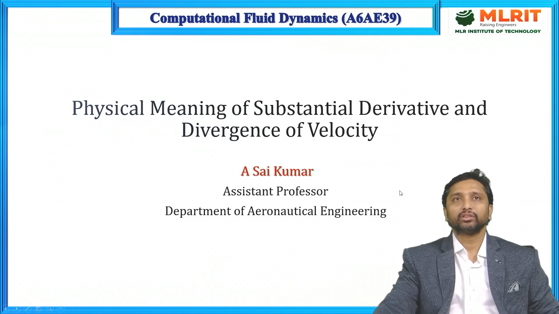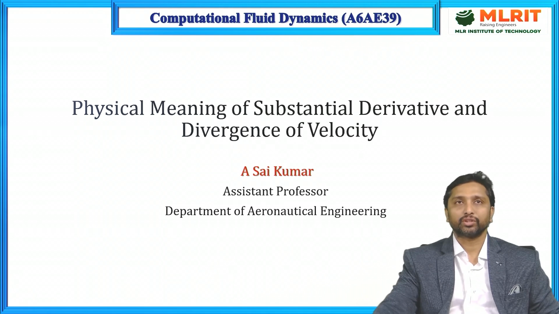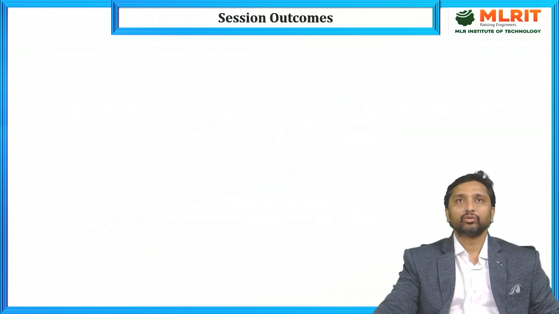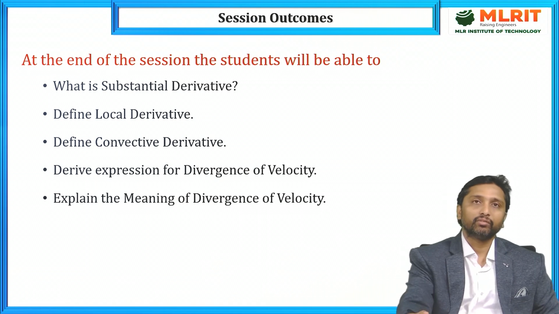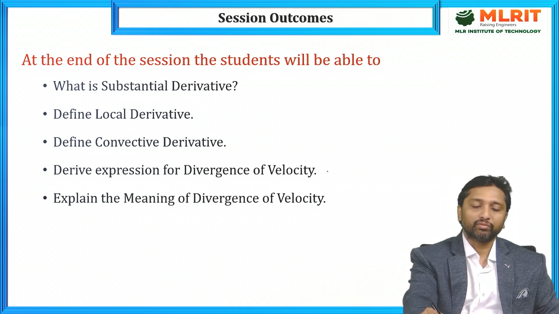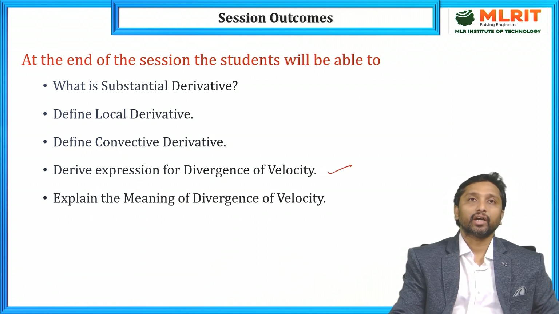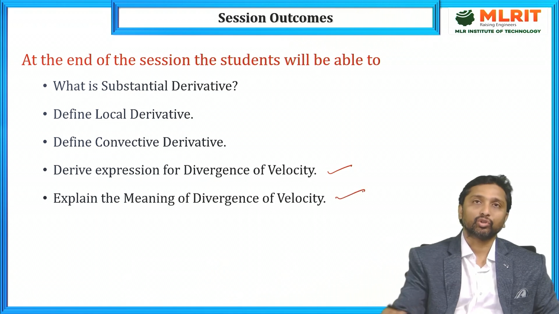So today our session is on understanding the physical meaning of substantial derivative and divergence of velocity. These are the session outcomes. At the end of this session, we will be able to understand what is substantial derivative, what we mean by local derivative, what is convective derivative, then we have the expression for divergence of velocity and the meaning of divergence of velocity.